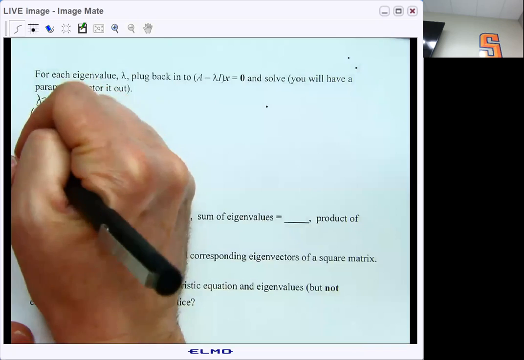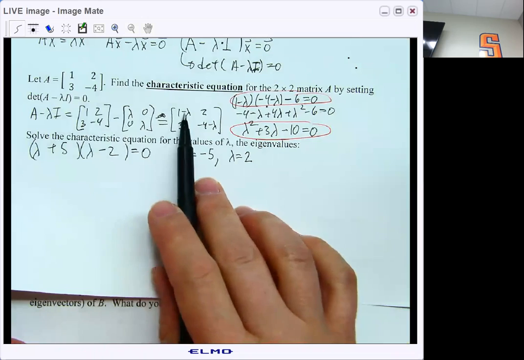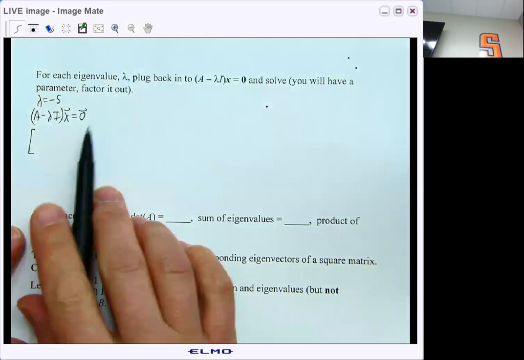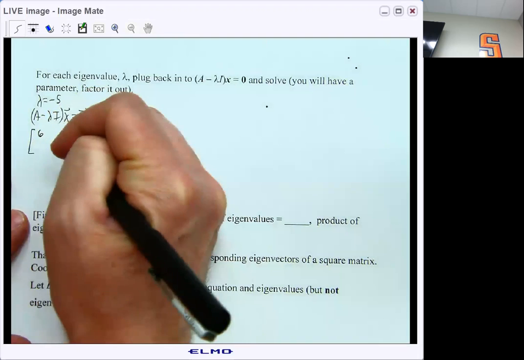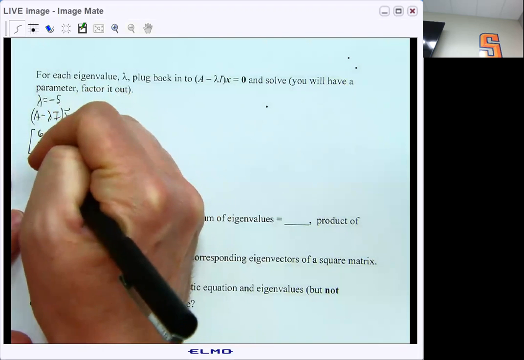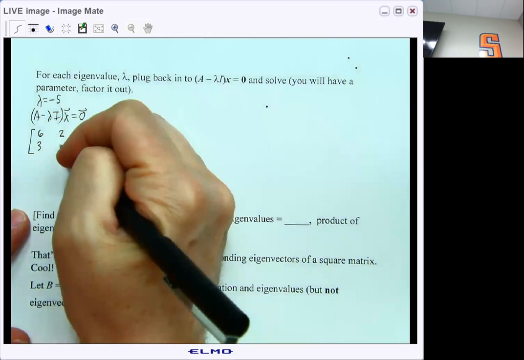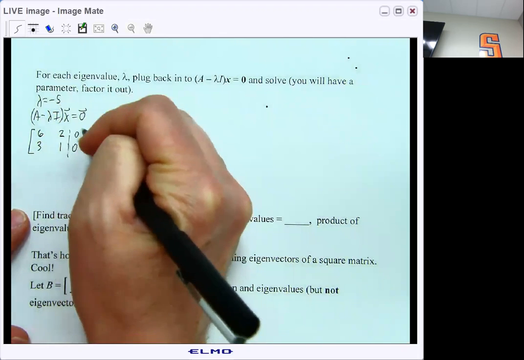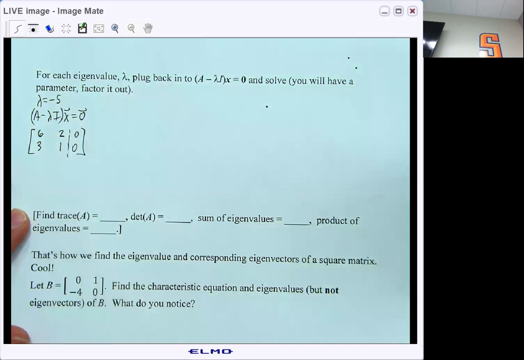Going back to A minus lambda I, I'll stick a negative 5 in here and a negative 5 in here, but this is a linear system because it equals 0. So 1 minus a negative 5 is 6, 2 is 2, 3 is 3, and negative 4 minus a negative 5 is a positive 1. Since this is an equals, we're trying to solve for what x1 and x2 are going to be to make this true.